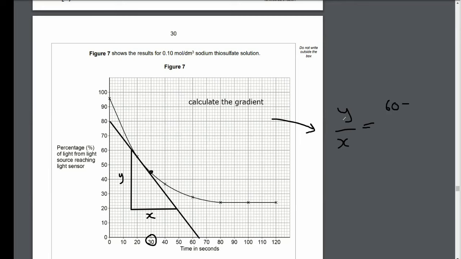So y divided by x, let's calculate that gradient. So we've got 60 minus 20. Now you could do it anywhere here. It doesn't matter. They'll give you the marks as long as you show your working. And then we divide that by the change in x, which is 48 minus 16.